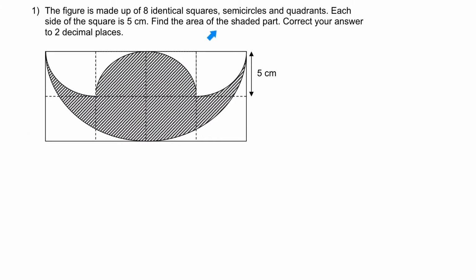For this, being a shape question, there are usually 2 approaches. Number 1, you either shift the shapes around or you cut it up and then you shift it around. For this case, we're going to do the second case, which is we're going to shift it around. Now let's take note of this shaded part over here.